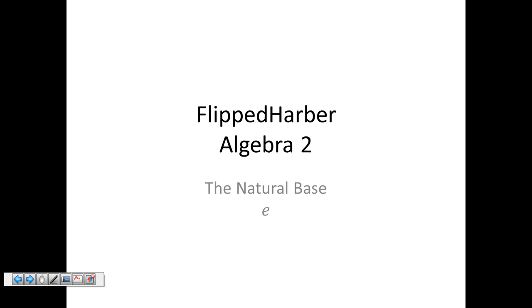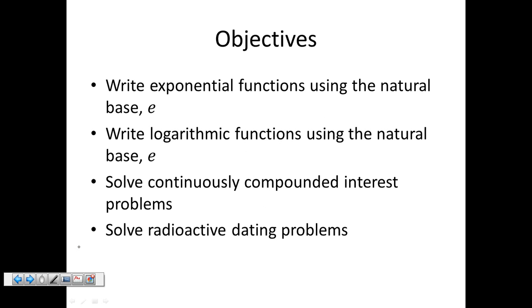In this video we're going to be talking about the natural base e. The objectives for this lesson are to learn how to write exponential functions using the natural base e, write logarithmic functions using the natural base e. We want to look at how to solve continuously compounded interest problems, and we want to take a look at solving a radioactive dating problem.